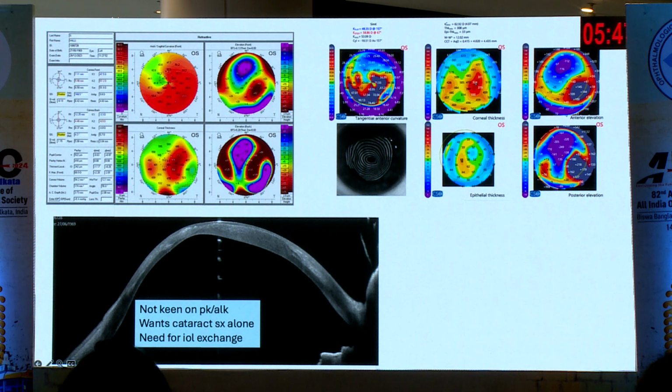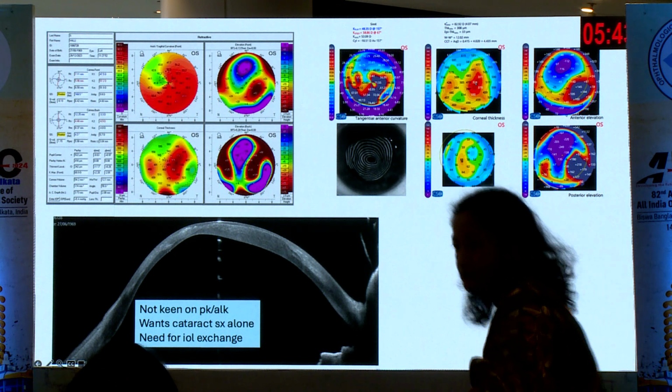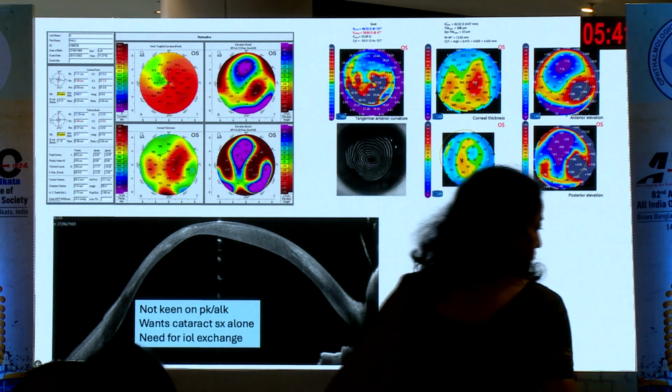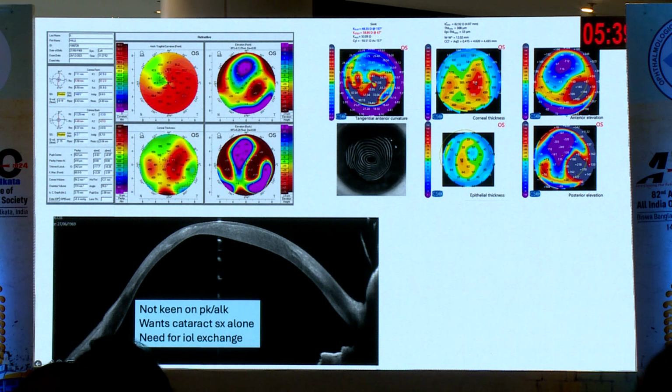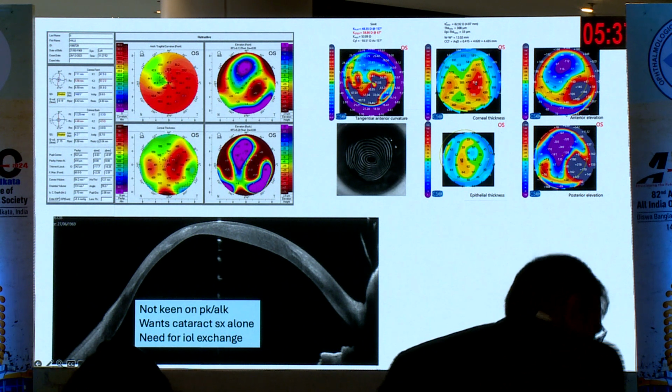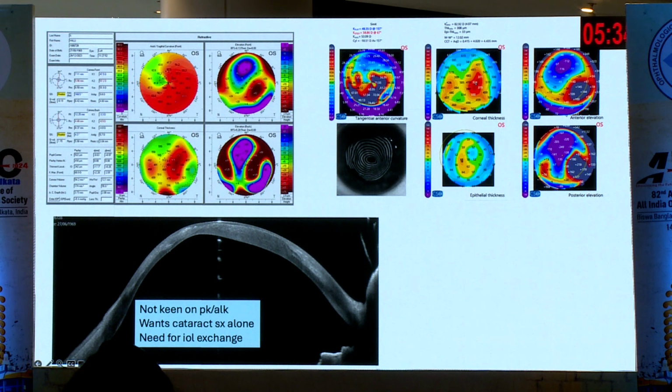So the decision was whether we want to do a PK with a cataract surgery, but the patient doesn't want a PK or an LK. Patient is happy to continue with contact lenses. So at least to that extent, I'm okay, even if my calculation goes haywire. She's going to be using contact lenses, but you still want to be as close to your intended spectacle calculation.